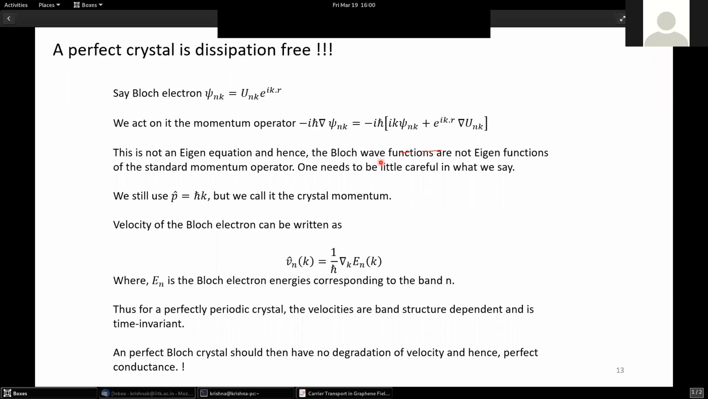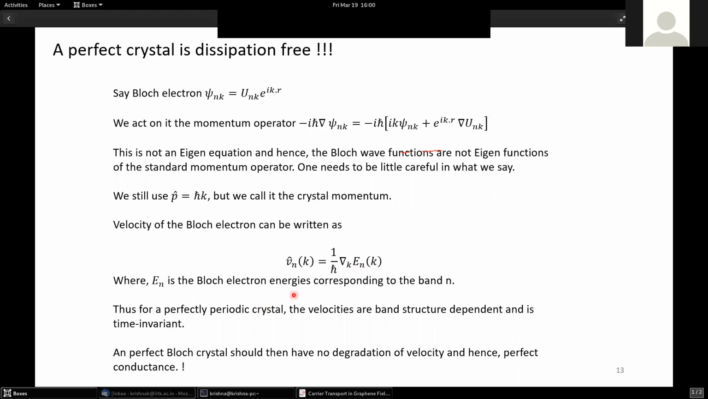Even though this is not an eigenvector or eigenvalue, we call p equals h-bar k the crystal momentum. Now, how do we know the velocity of the Bloch wave? The velocity of a Bloch wave can be written as 1 over h-bar times del k of E n. Why is this velocity true? This velocity is not the phase velocity of a single particle, but the velocity of a collection. It's called the group velocity, and group velocity is like a dispersion, right? So a derivative of the energy with respect to k gives you the group velocity. E n is called the Bloch energy values.